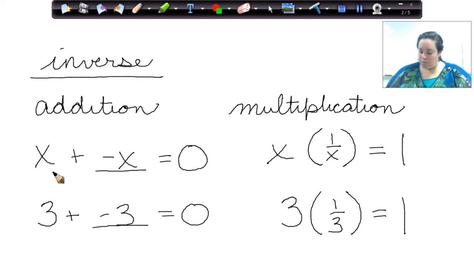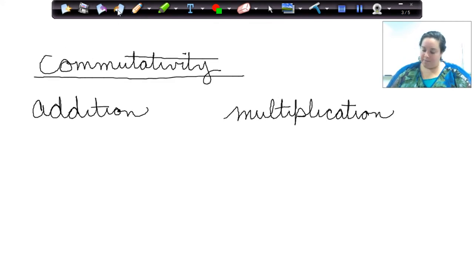So the additive inverse is the opposite of a number, the negative of a number. The multiplicative inverse is the reciprocal of the number. All right, great. Next one, commutativity.